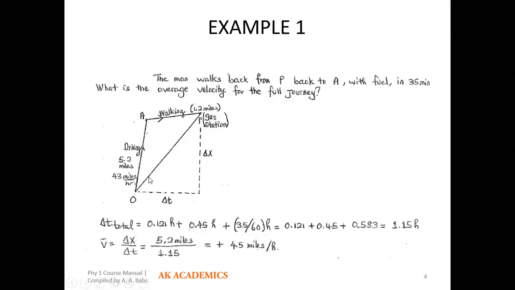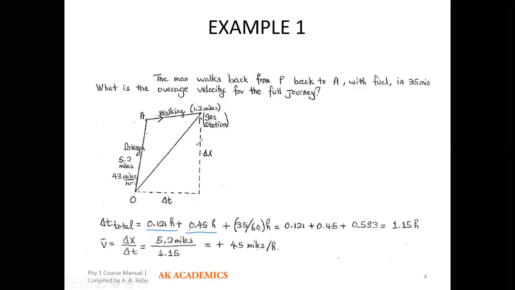And then what you would notice is that our change in time will now change. Why will the change in time change? Because the guy traveled from O to A, and we found the time for that to be 0.121 hours. It traveled from A to P in 0.45 hours. We obtained that already. That is 27 minutes divided by 60. We obtained 0.5 hours for that.